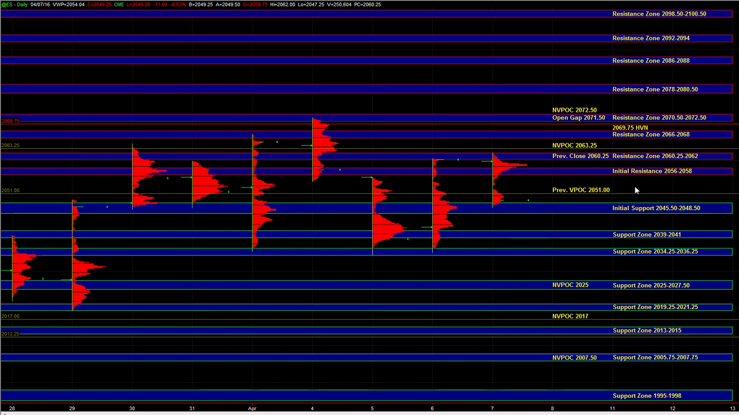Given how weak the overnight session has been, our bias is very neutral going into the open. So even if initial support holds, we don't necessarily have to just trend up from there. We can still go up and balance and perhaps pause at the resistance zones on the way up. How the market reacts to 56 to 58 is really going to be important on the upside.